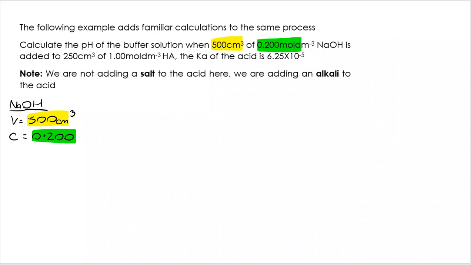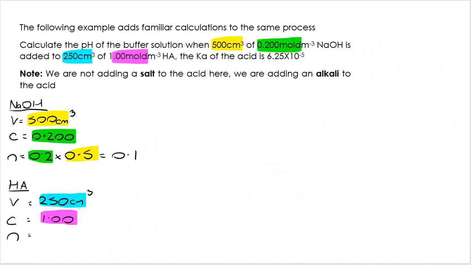So I've color-coded so we can see 500 cm cubed, 0.2. Remember to convert your volume into dm cubed, and we end up with 0.1 moles of NaOH. Let's do the same for HA, which I've also been provided with information for. So my volume, 250 cm cubed, my concentration is 1. Convert my volume into dm cubed, I get 1 times 0.25, that's 0.25 moles of HA.